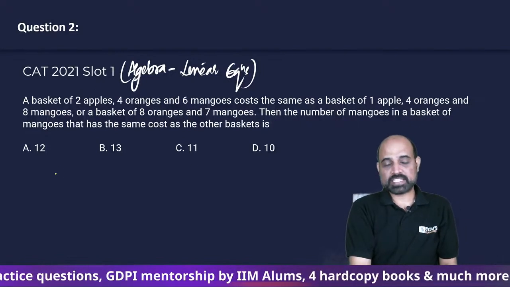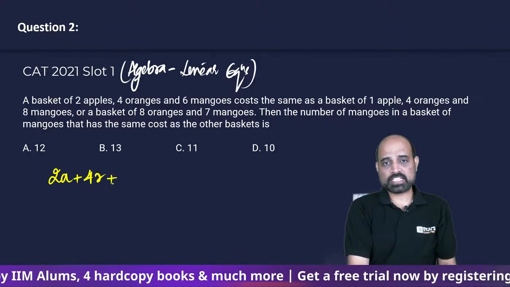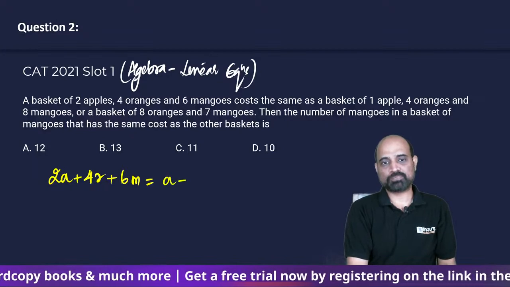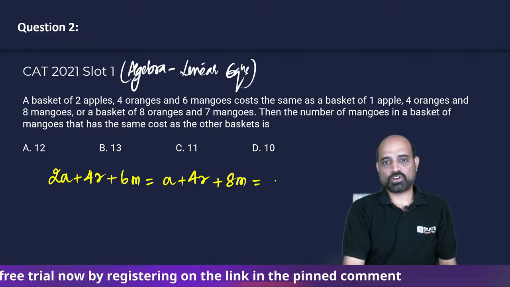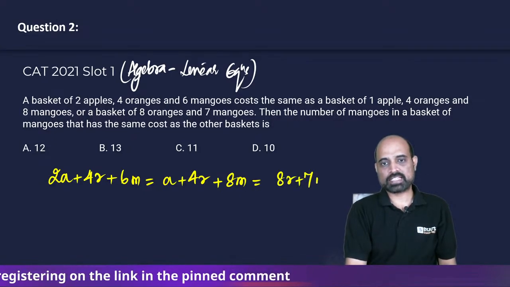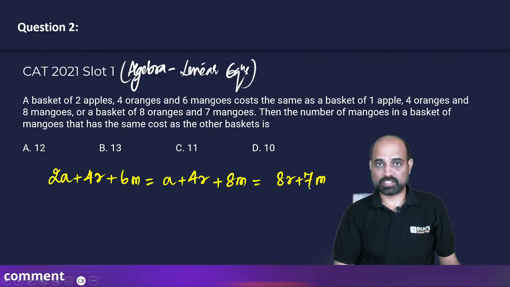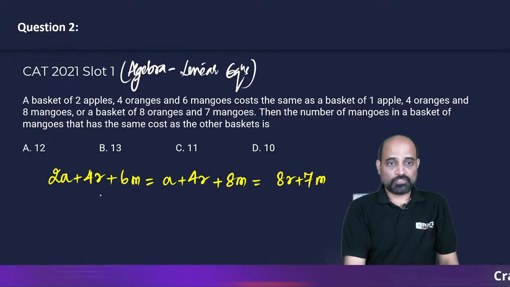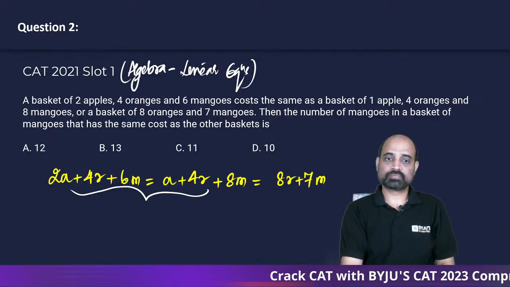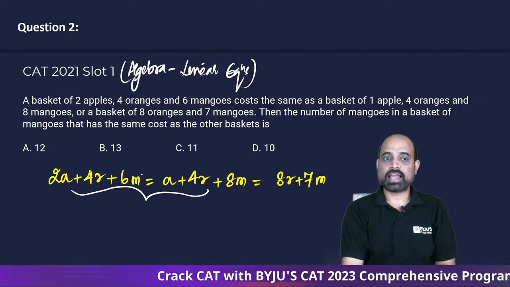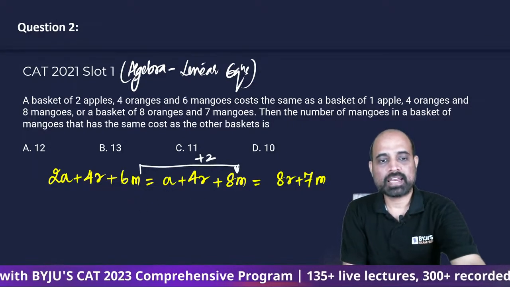So it is given that a basket of 2 apples and 4 oranges, oranges I'm writing R, and 6 mangoes is the same as the cost of an apple and 4 oranges and 8 mangoes, or a basket of 8 oranges and 7 mangoes. Okay. So if I look at these two, what you will find is apples decreased by 1, and mango increased by 2.